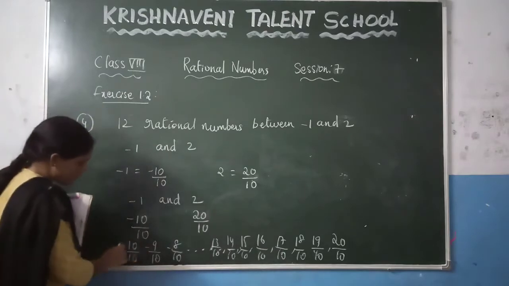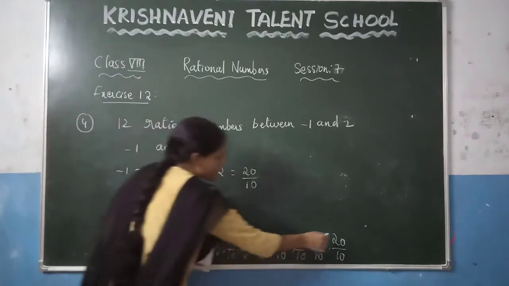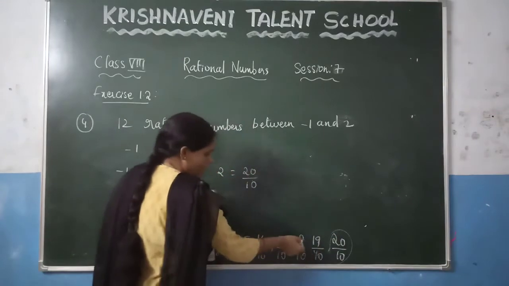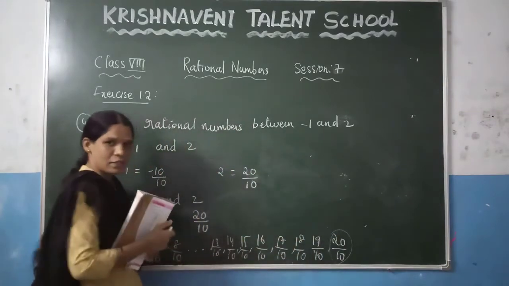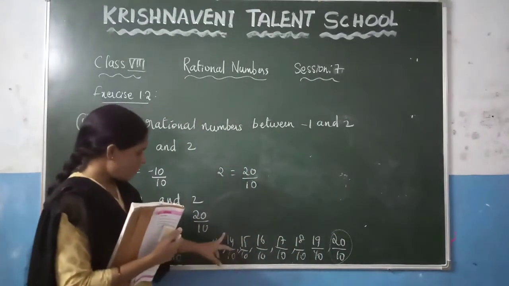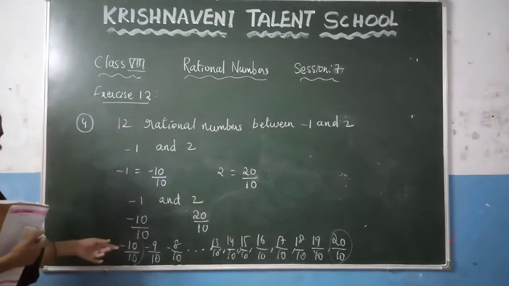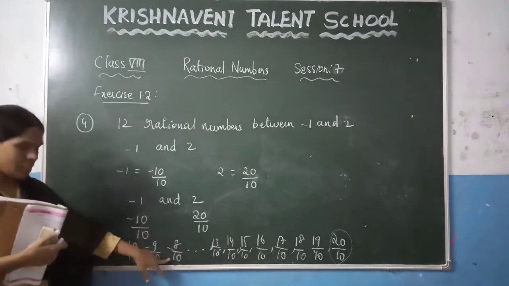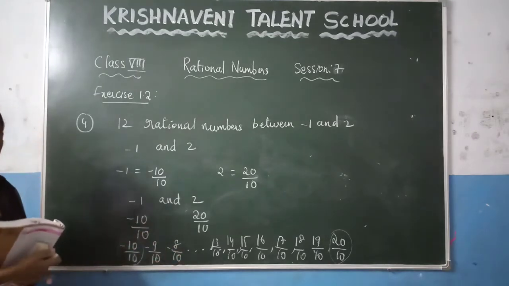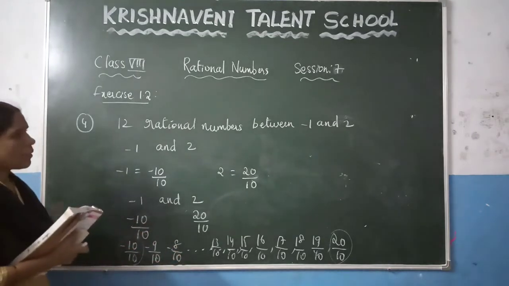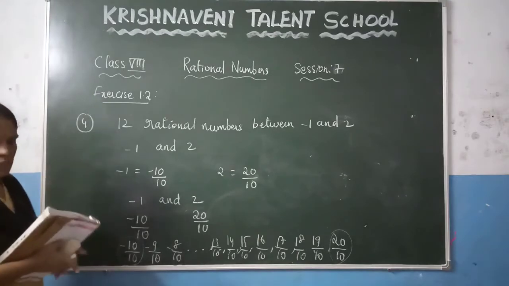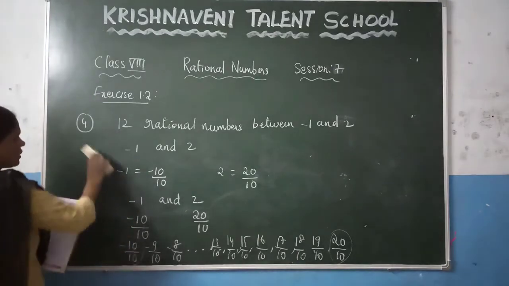So what are the numbers that lie between these two numbers? Here 19 by 10, 18 by 10, 17 by 10, 16 by 10, 15, 14, 13, 12, 11, and it keeps on going. And after that minus 9 by 10, minus 8 by 10, minus 7 by 10 and so on. Among these numbers you need to write 12 rational numbers. Now see the next question, the fifth question.